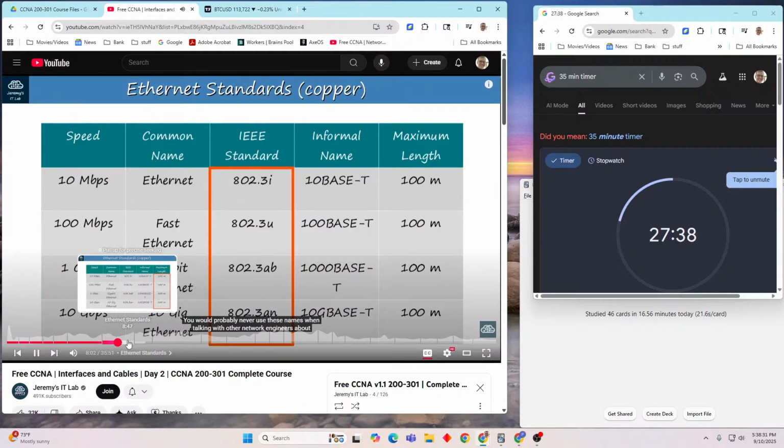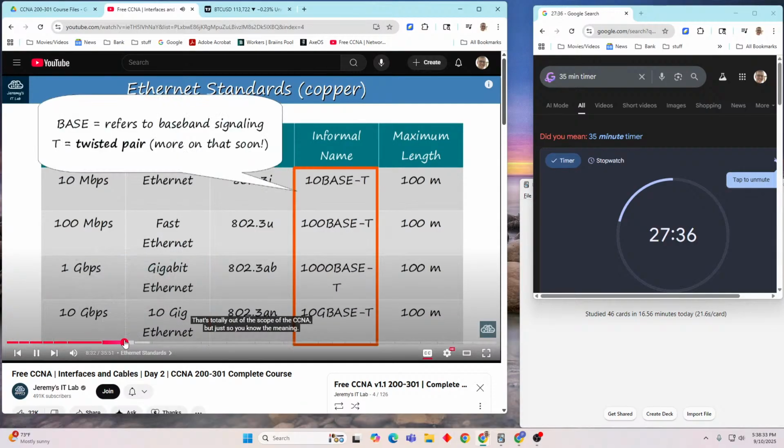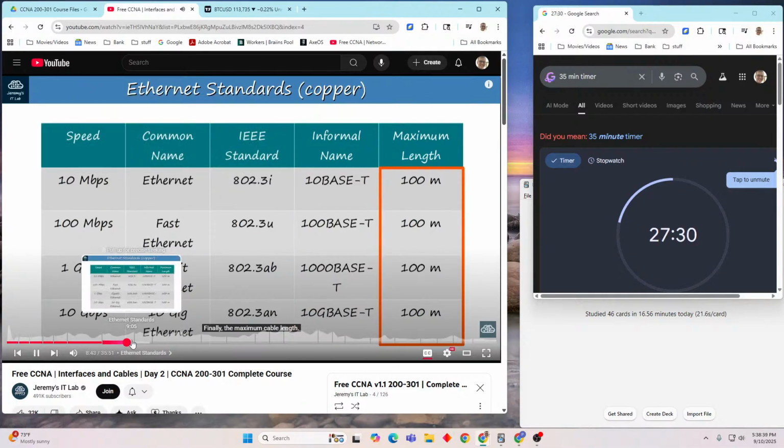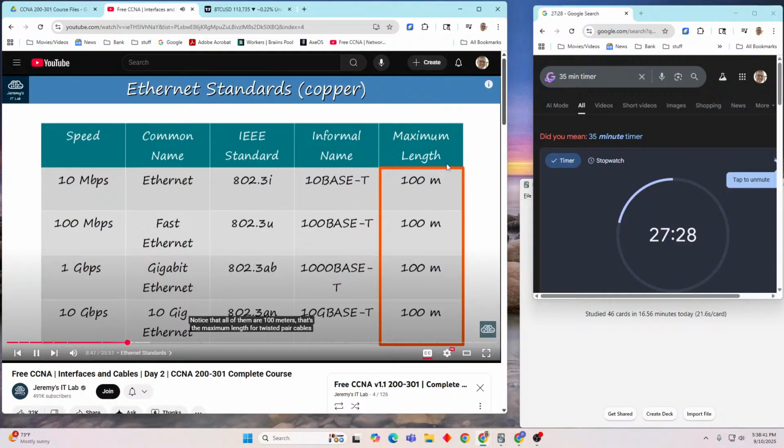You would probably never use these names when talking with other network engineers. That's totally out of the scope of the CCNA, but just so you know the meaning, T refers to twisted pair cabling, and we'll talk about that very soon. Finally, the maximum cable length. Notice that all of them are 100 meters. That's the maximum length for twisted pair cables as defined in Ethernet for performance and technical reasons.